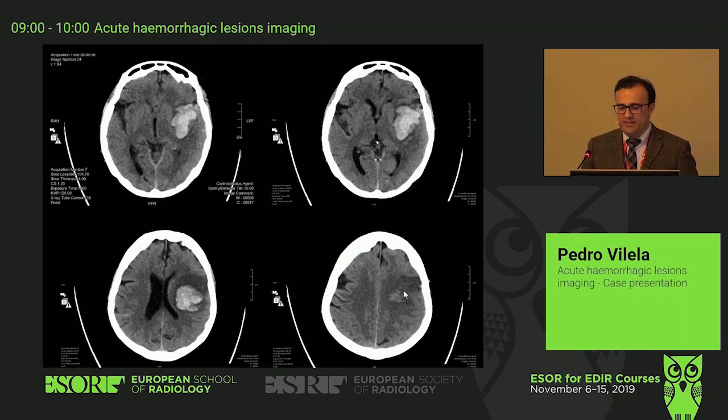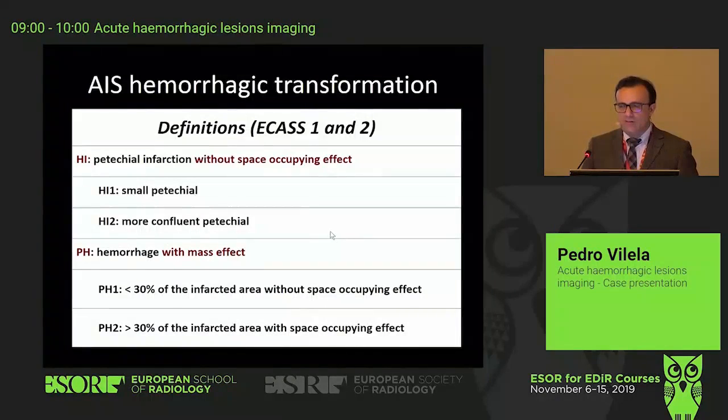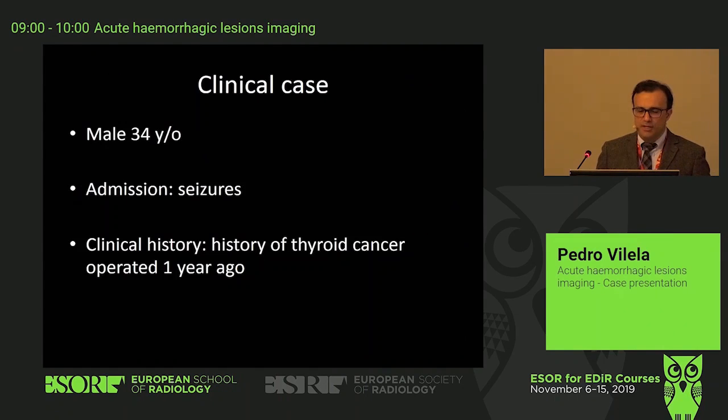So you see the infarct area here, some edema also, and a hematoma that is more than half of the size of the initial lesion. What is this? Again, the same thing, hemorrhagic transformation. Okay, so this is how you classify hemorrhagic transformation. This is the ECASS classification: petechial infarction, and this was the first one with more confluent petechial, because you see it on the CT and it was confluent, and hemorrhage with mass effect. In this case, it was a PH2 because it was more than 30%. So the ECASS is actually the classification you use for hemorrhagic transformation.